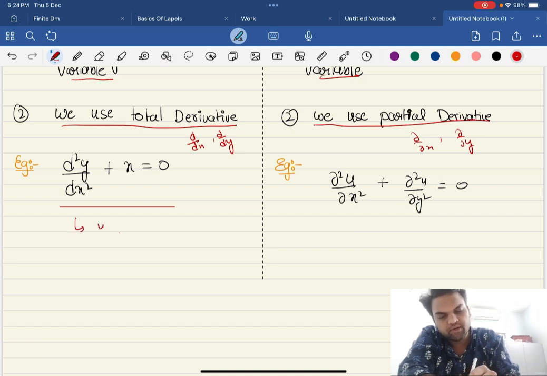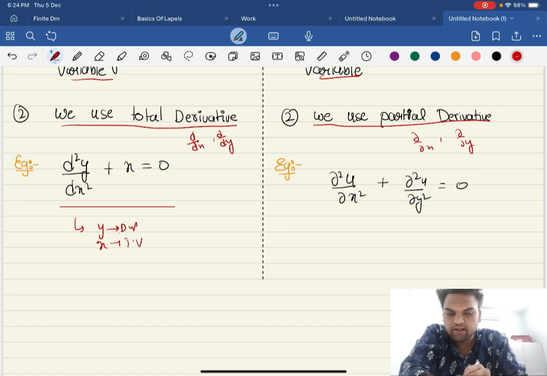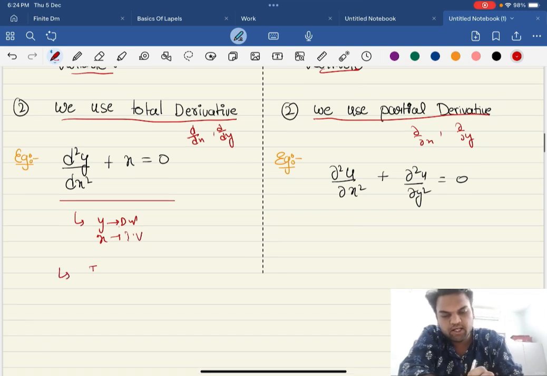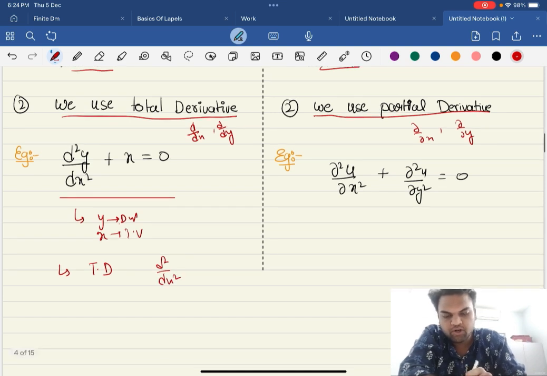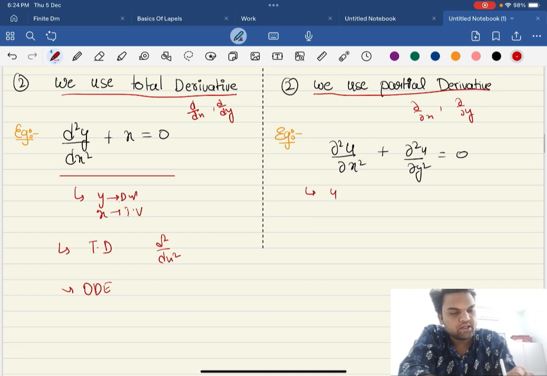For example, this is a differential equation. Here y is a dependent variable and x is a single independent variable, and we are using a total derivative here, d square over dx square. So this is an ordinary differential equation. Here u is a dependent variable and x and y are the independent variables. Here we use partial derivatives, del square over del x square and del square over del y square. So this is a partial differential equation.